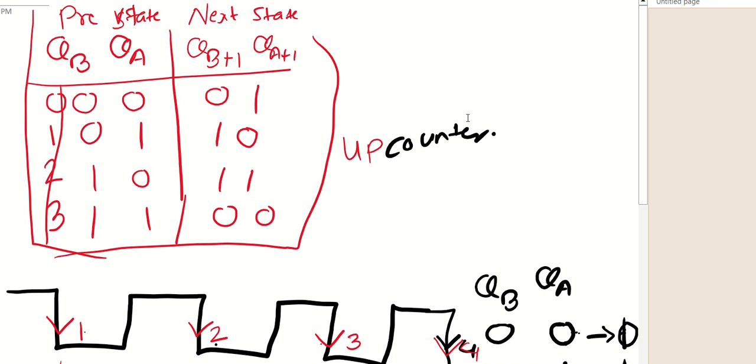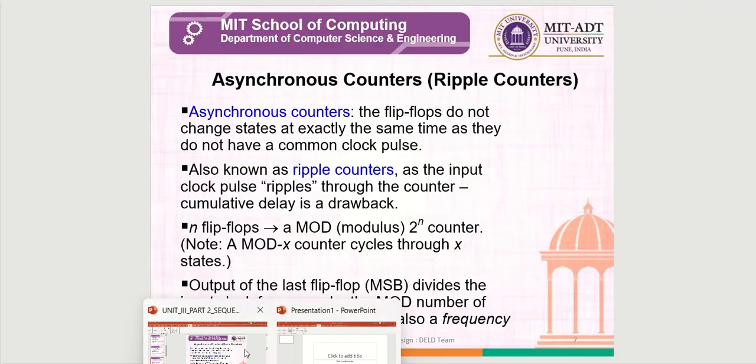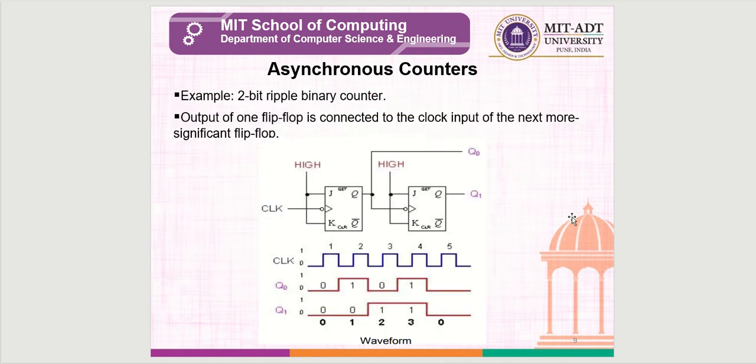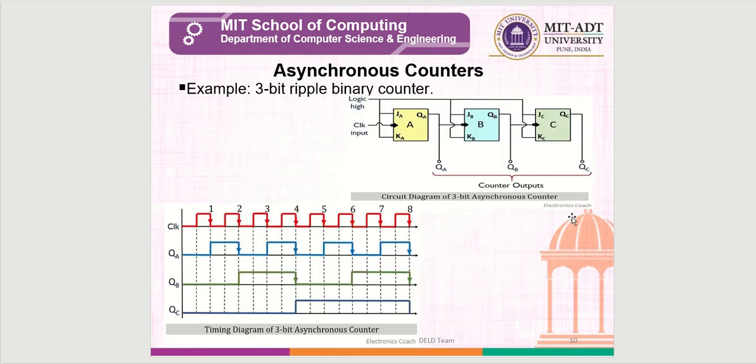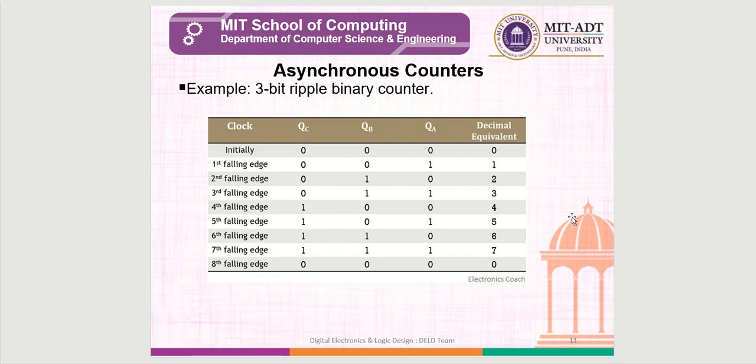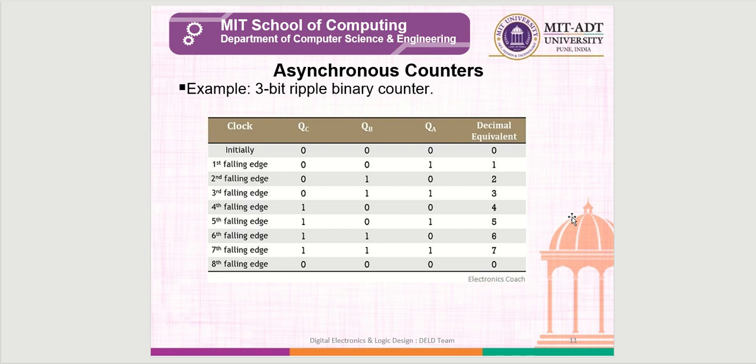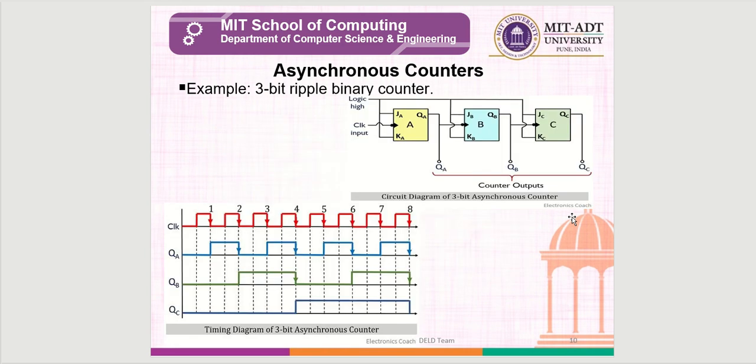Similarly, you can design a 3-bit up counter. Okay. So here, if you see, this is the state table and this is the state diagram for the 2-bit up counter. Similarly, you can design a 3-bit up counter. Okay, so this is an asynchronous counter.